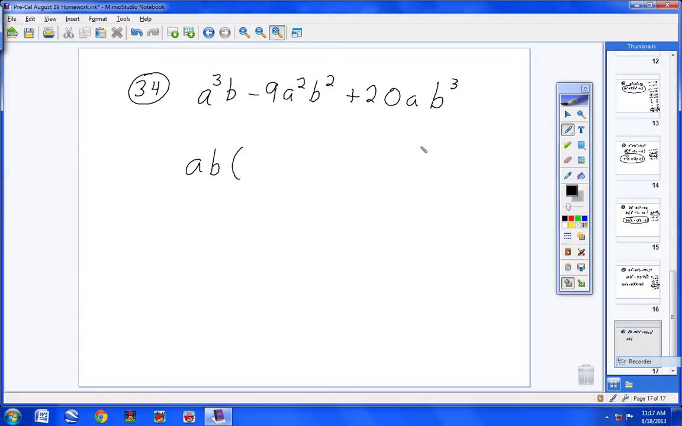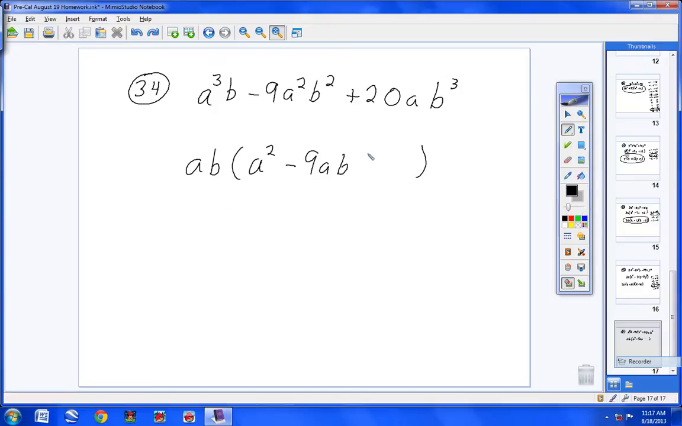This will be interesting. ab times something to give me a cubed b. Well, that's got to be a squared. A times a squared is a cubed, and b times nothing here is b. Now, next, I would put a negative 9. Think about it, and then an a and a b. Because there's really a 1 here, even though you can't see it. So 1 times negative 9 is negative 9. A times a is a squared. B times b is b squared.